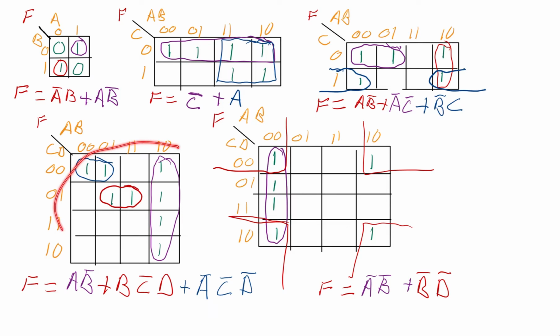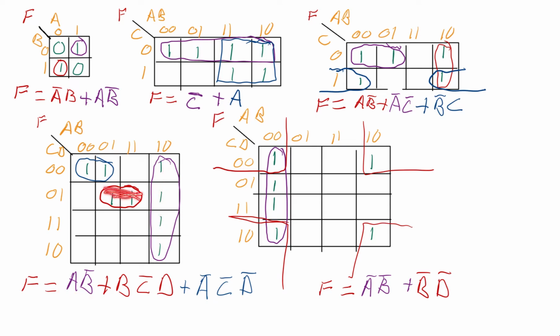Now let's look at this one right here. And again, the bigger circles we get, it means that when you get a circle of 4, you get to toss 2 things out, and C and D change. So it doesn't really matter what they are. As long as A is a high voltage and B is a low voltage, then we should turn it on.